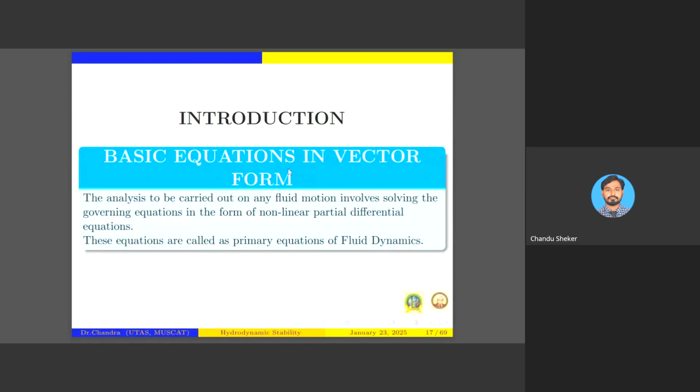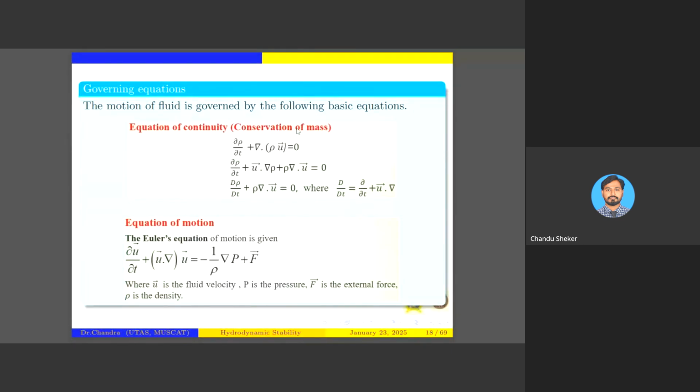Now let us come to the introduction of my problem. First of all, let us see the basic equations in vector form. Any analysis of the motion of a fluid involves governing equations in the form of non-linear partial differential equations, and these are called the primary equations of fluid dynamics. So what are the basic equations involved in our problem here? Those equations are called governing equations.